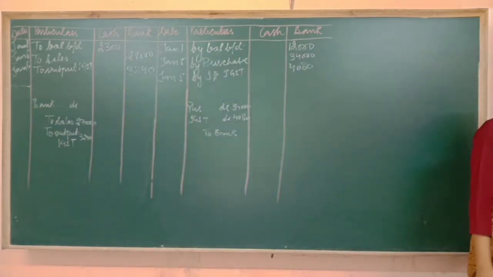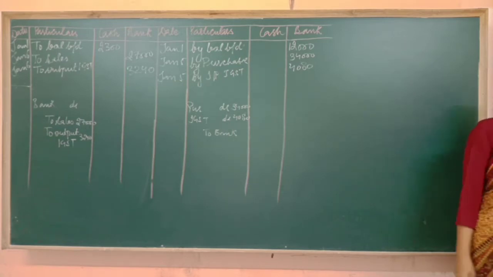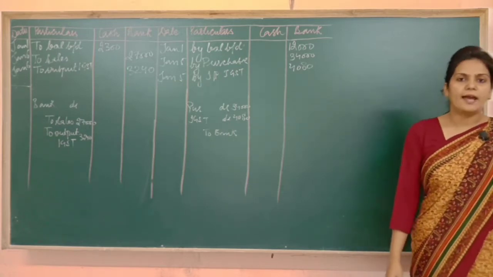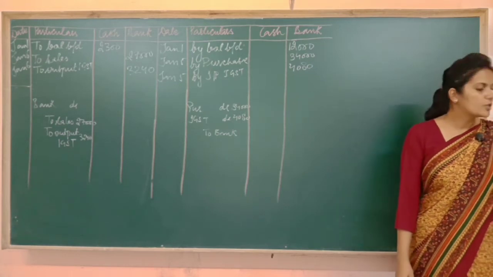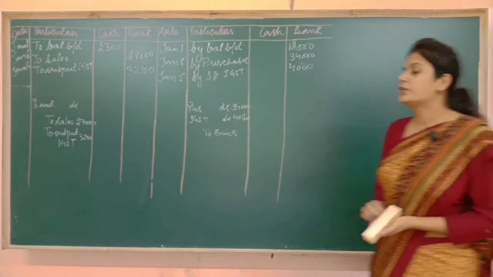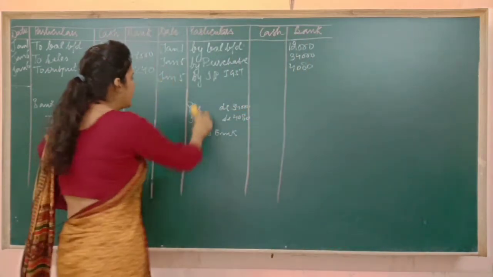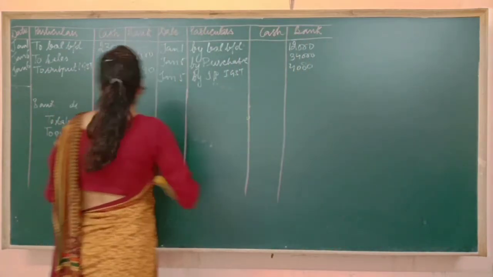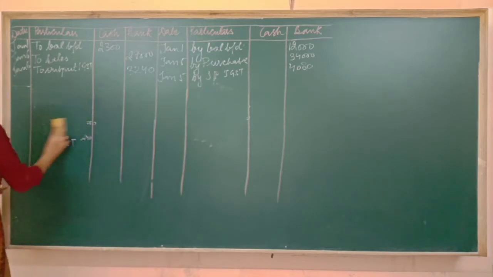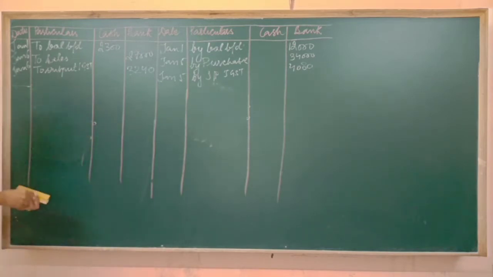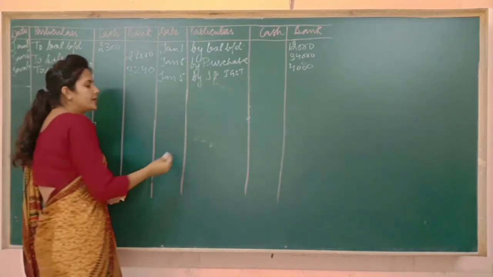Next transaction is on 7th of January. That is check received from S. Nair and discount allowed 200. They are saying that you have received a check on 7th of January from S. Nair. So what's going to be the entry?